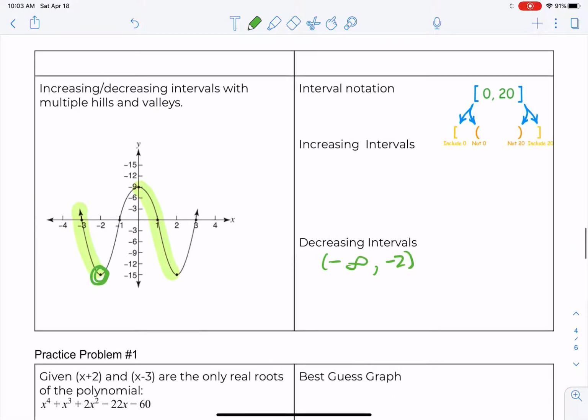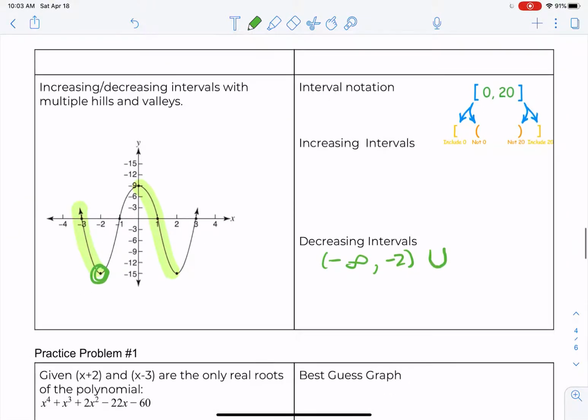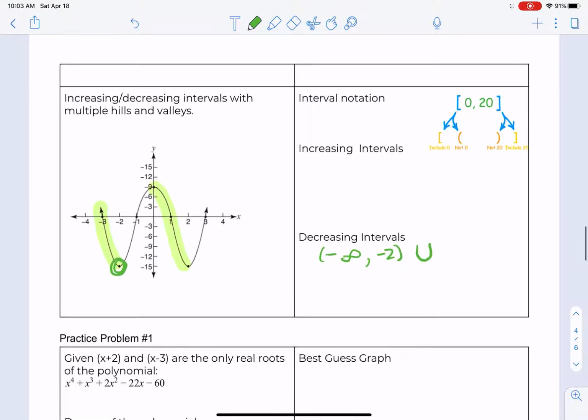And then we are also decreasing. We use this uppercase U looking symbol, which means a union. It's also decreasing from 0 right here down to here, which is an x value of 2. Again, those points aren't included because they're sitting still there. The slope is 0 there.